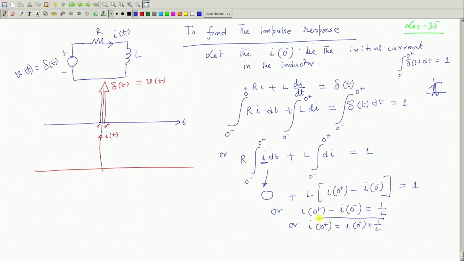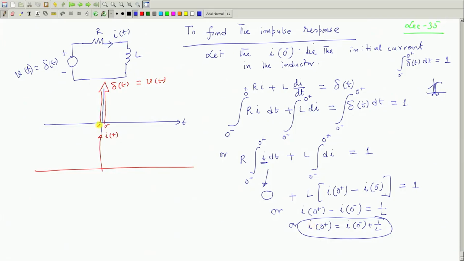Mind you, here is a case where I(0+) is not equal to I(0-), because of the presence of an impulse as an excitation. I(0+) will be equal to I(0-), provided the right hand side is not an impulse, that we have learned earlier. But here in this case 0 minus to 0 plus is as small an interval as you can think of.